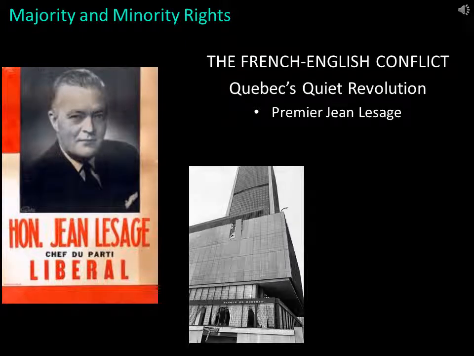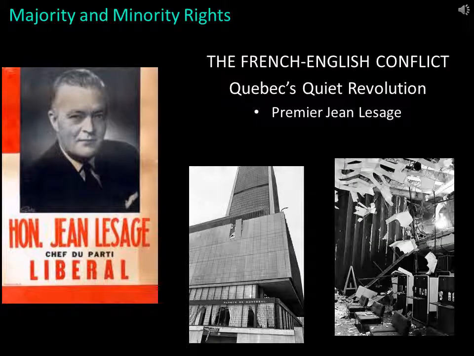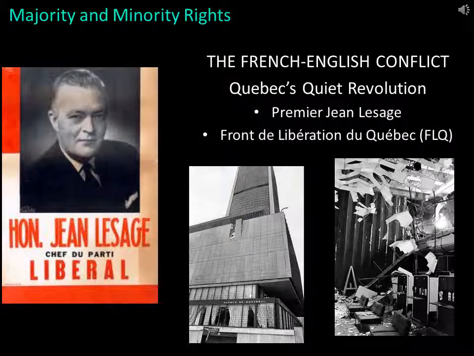The Quiet Revolution also included the formation of the Front de Libération de Québec, a paramilitary group with socialist ideals, and an agenda that included the separation of Quebec from Canada. The FLQ commenced its terrorist activities in 1963 with bombings of a number of military barracks and a railway station.